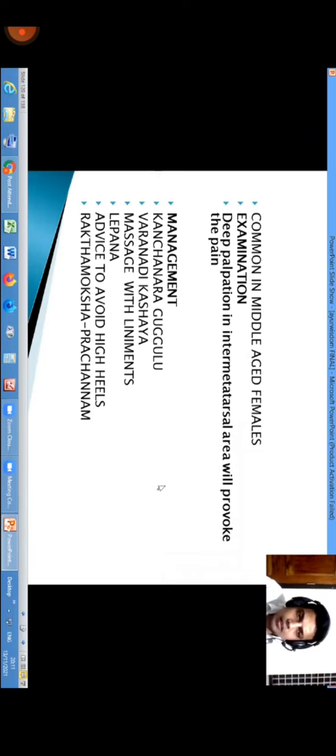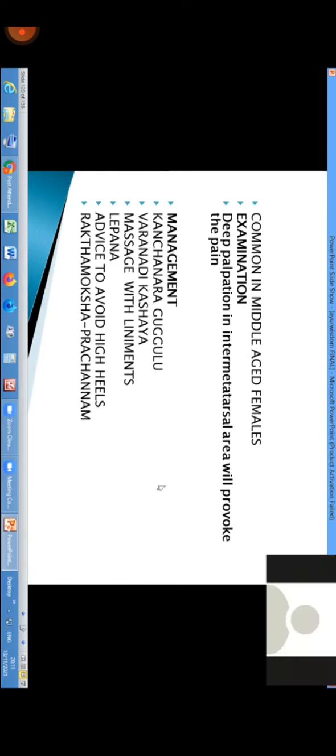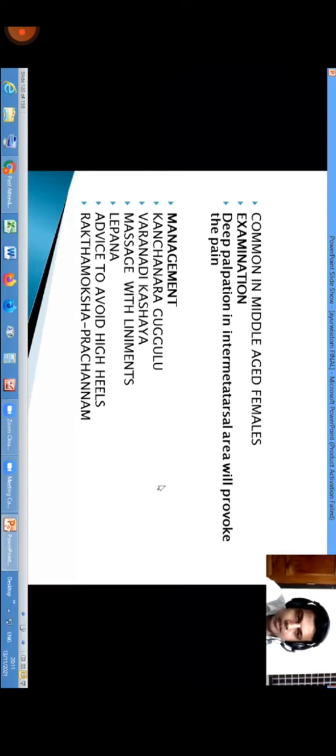Examination: while examining, give deep palpation in the intermetatarsal area, and it will provoke the pain. This is diagnostic for Morton's metatarsalgia. And coming to the management, Kanchanara Guggulu, Varanadi Kashaya, and Chandraprabha Vati are found useful, and massage with liniments. Liniments are somewhat ruksha compared to oils, and we can use liniments in this case of Morton's metatarsalgia. Massage along the metatarsals and in between the metatarsals will help to relieve the condition.